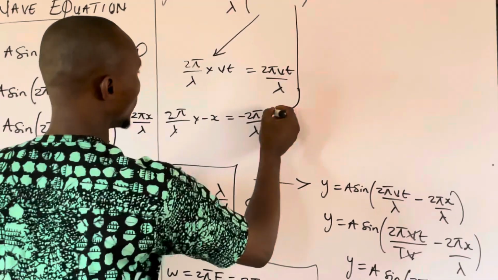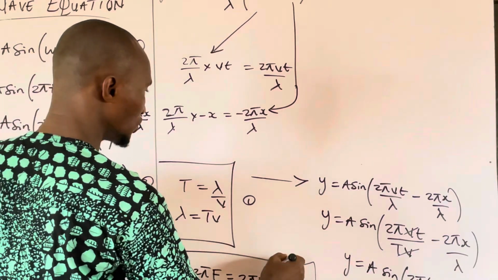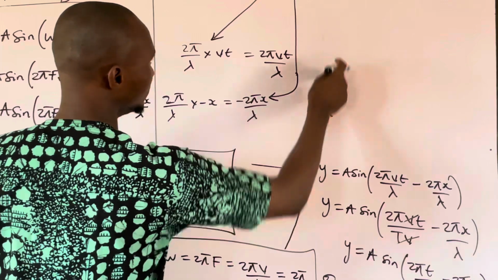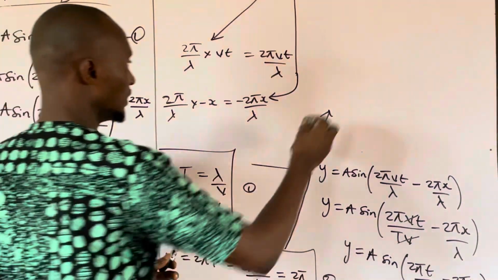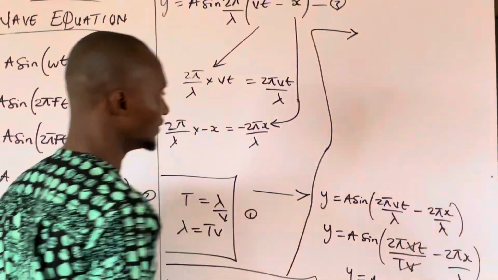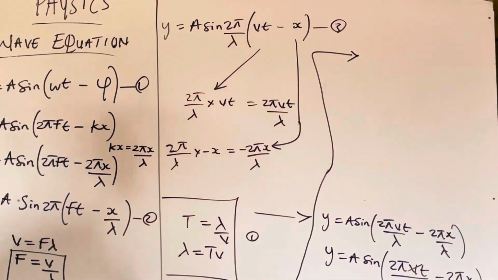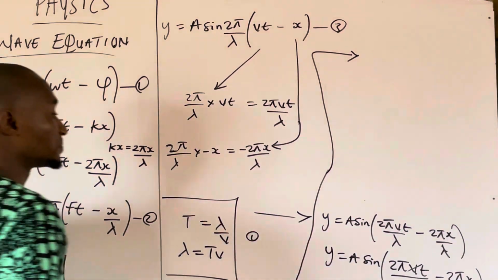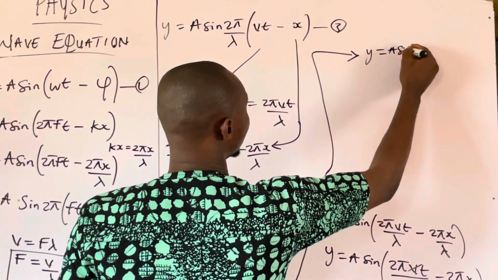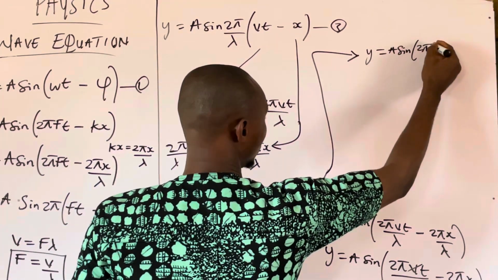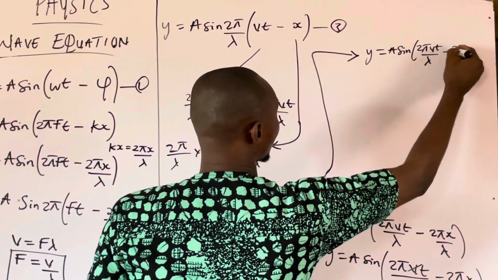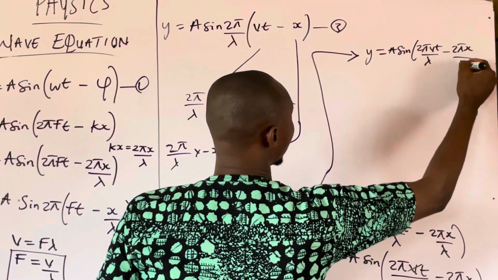So from here, now from this one, let me draw my line pointing here. Let me draw my line up here. See where it's going right now. Using this one now to still get equation 4. So now, from equation 3, y is equal to a sine bracket 2 pi vt over lambda minus 2 pi x over lambda.